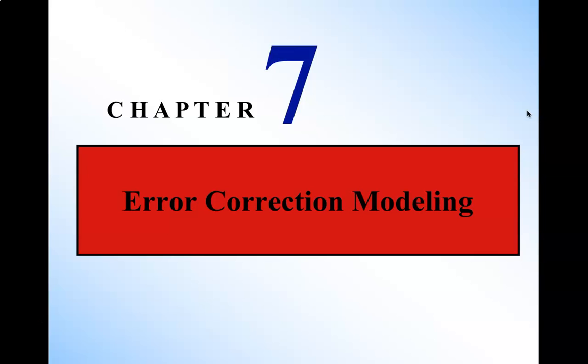So we move on with the error correction model, which is to test the short run and the long run of the model itself. And in this chapter we also introduce the Granger causality in the environment of VECM. So there will be the short run and long run in this particular chapter.